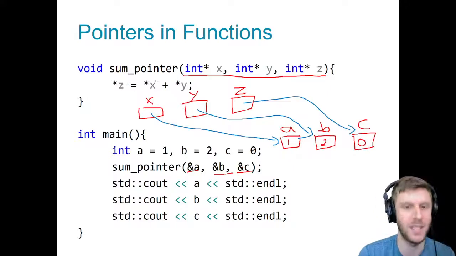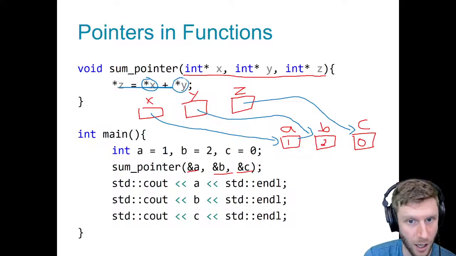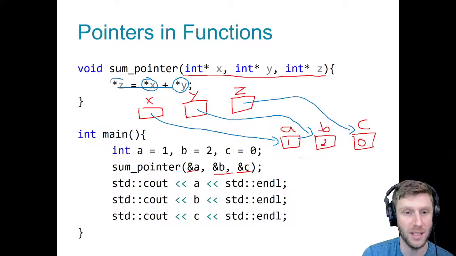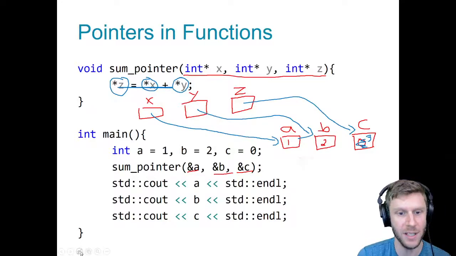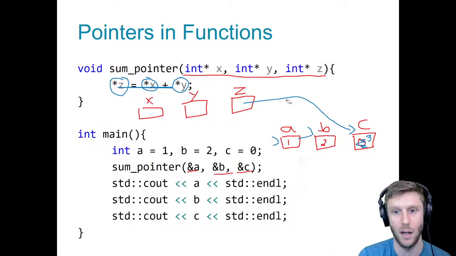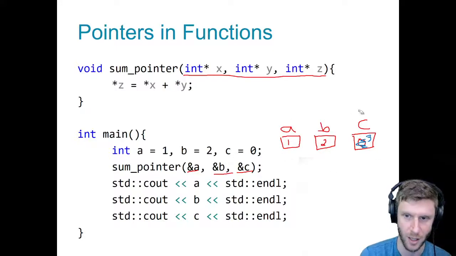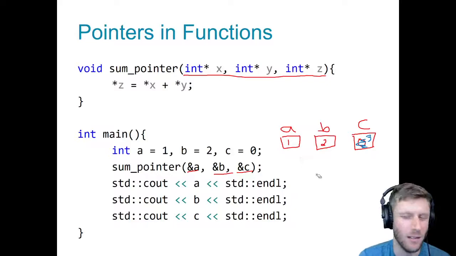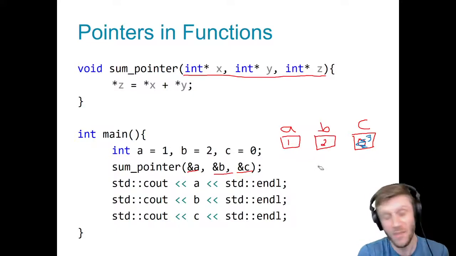And then inside here, I'm saying, okay, go inside and get the contents of X. Okay, that's 1. Go inside and get the contents of Y. Okay, that's 2. And then go to Z, and inside of it, put the sum of these 2 things. Well, that's 3. So this now becomes 3. This function then finishes. These all disappear. But look, we now actually have modified these variables that actually weren't in this function. Isn't that interesting? I think so, at least.